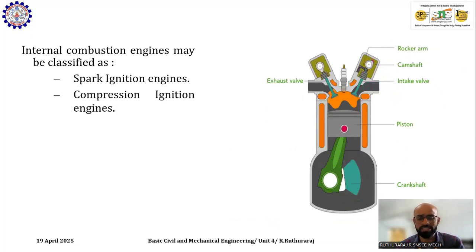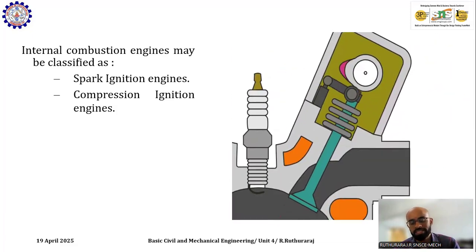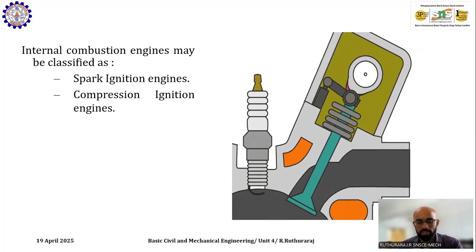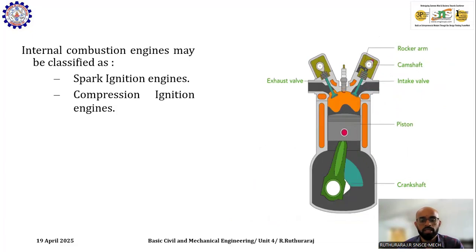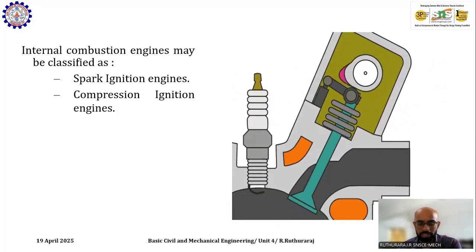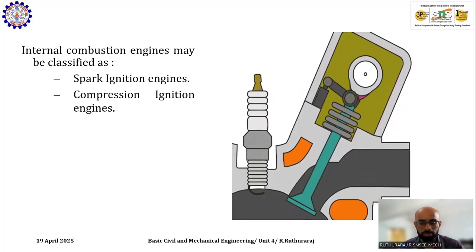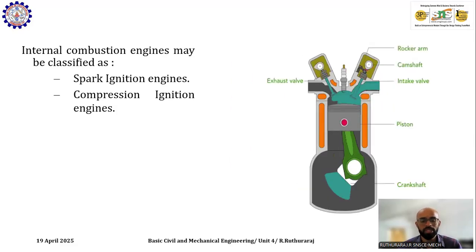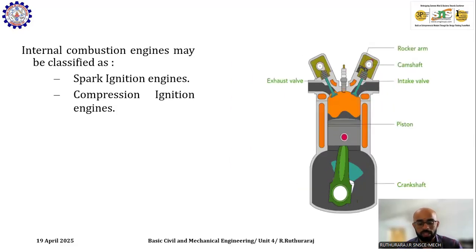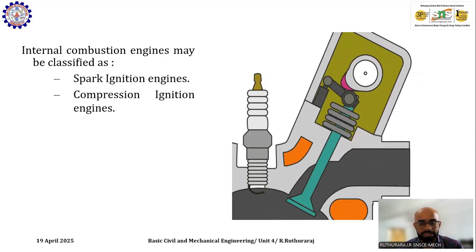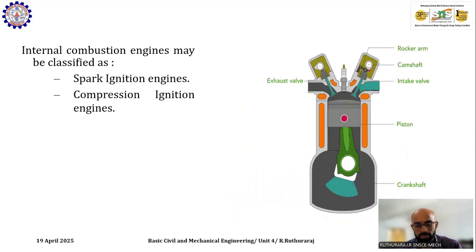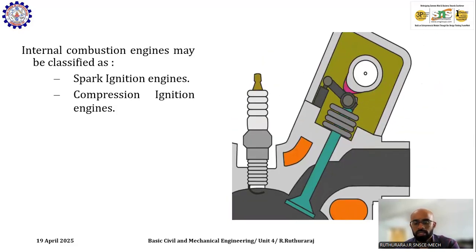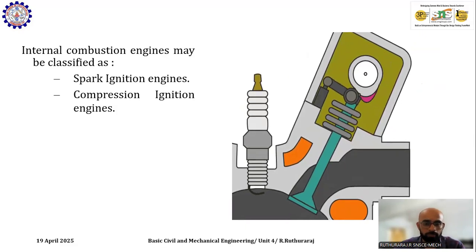So now we'll see in detail the working of each type of engine based on the type of ignition. This classification is based on the type of ignition only. So based on the type of ignition, IC engines can be classified into spark and compression. Now we'll see about the spark ignition engine. The fuel used in a spark ignition engine, as we discussed, is petrol. So what happens in a spark ignition engine, we'll see.